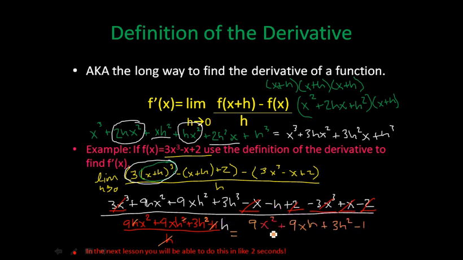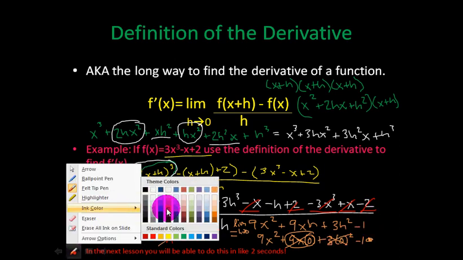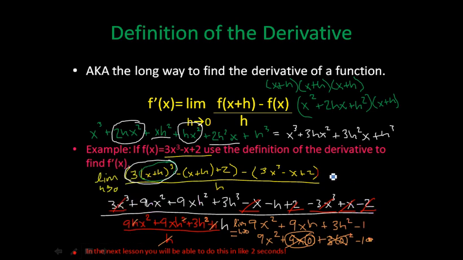So now we still have the limit as h approaches 0, so now we just plug in 0 for the h's. So that gives us 9x squared plus 9x times 0. So this is just all going to cancel out because it's 0 times them. And then plus 3 times 0 squared, so that's going to cancel out also because it's just a 0, minus 1. So then the answer to this problem is 9x squared minus 1.